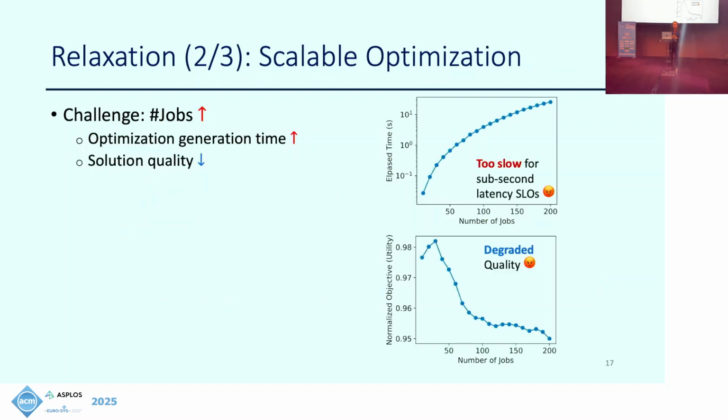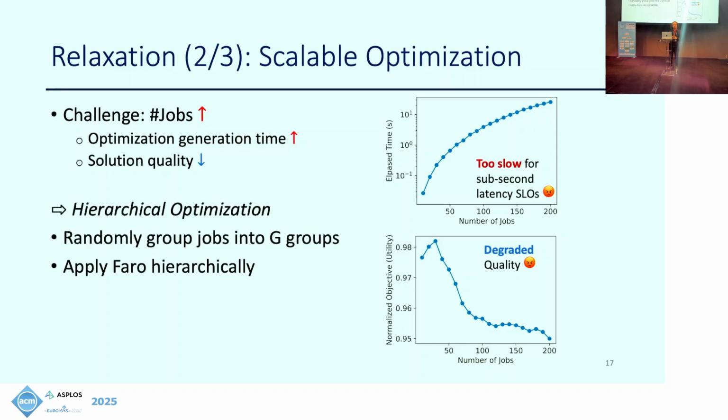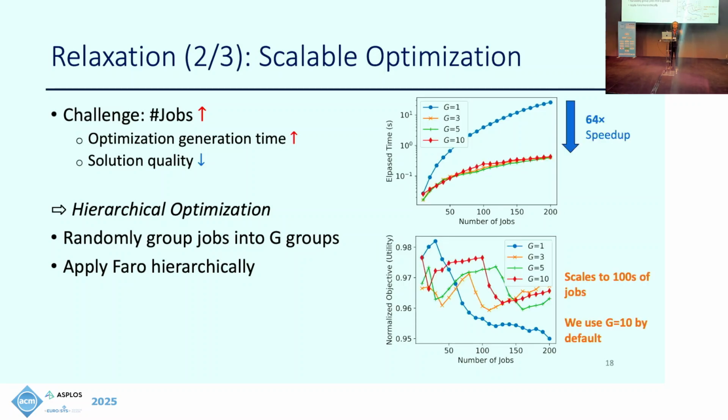The second issue is that when you have a large number of jobs, it takes too long to calculate the solution, and also the quality of the solution degrades. The approach we use here, again, is to randomly cluster jobs and then use the solver in a hierarchical way across all groups and then also within each group. And it turns out that just using G equals 10 groups suffices to reduce the computation time by 64x and allows us to scale to hundreds of jobs. So we use G equals 10 in all our experiments.